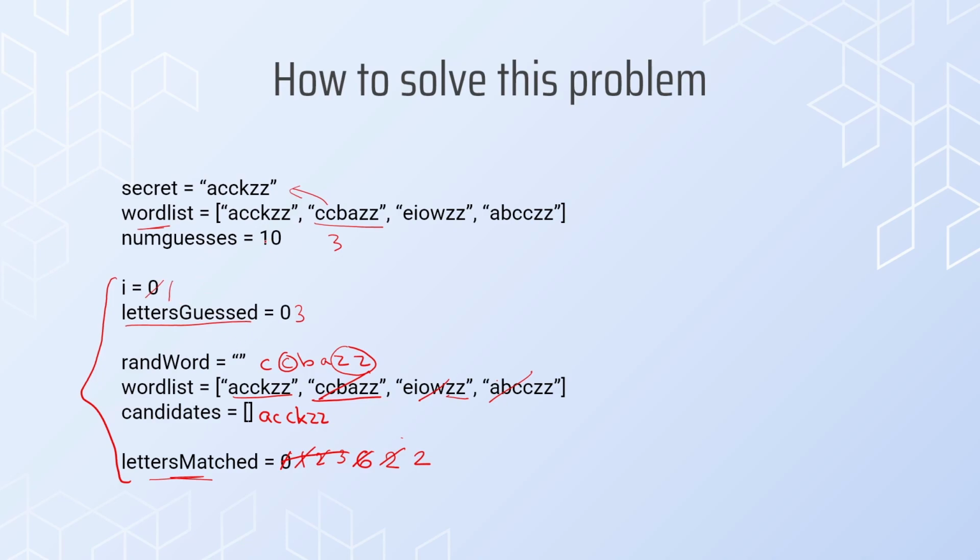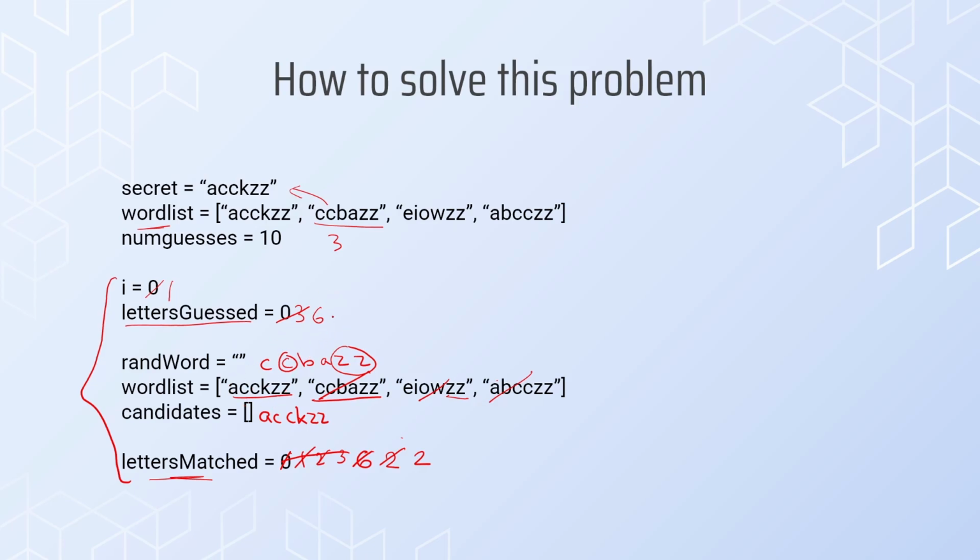Now we go back to the top of the loop and compare if I is less than 10. I is less than 10, and we also know that the letters guessed is not equal to 6, so it's only equal to 3. So we keep moving forward and we do another random choice on a word list. In this case, there's only one value in the word list, and so this word is the only word that will be added into it. We compare this word with the secret using master.guess, and that gives us the value 6 because all 6 values, so A, C, C, K, Z, and Z are the same as the one in the word list now.